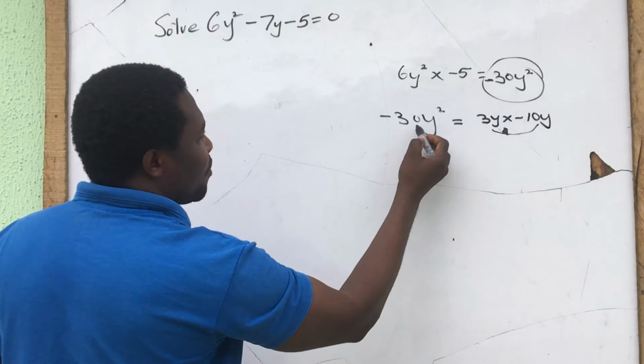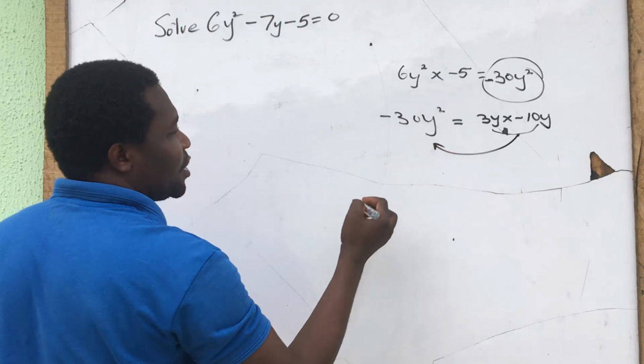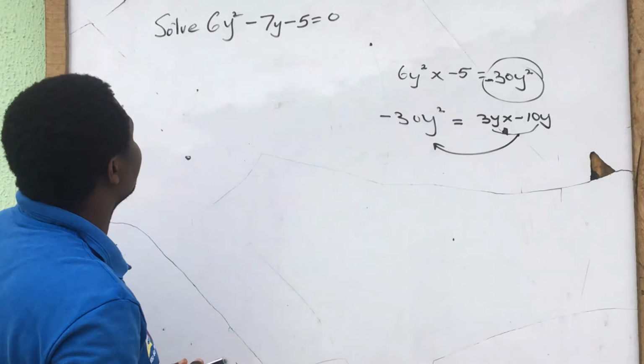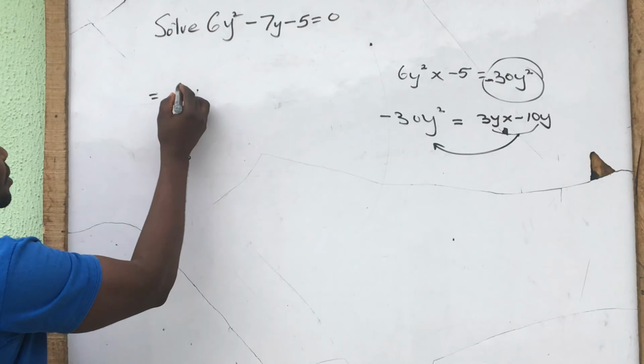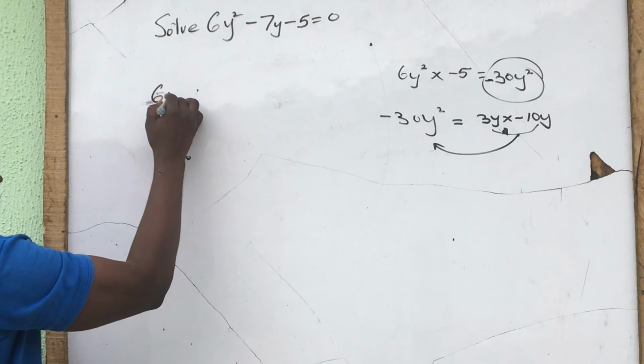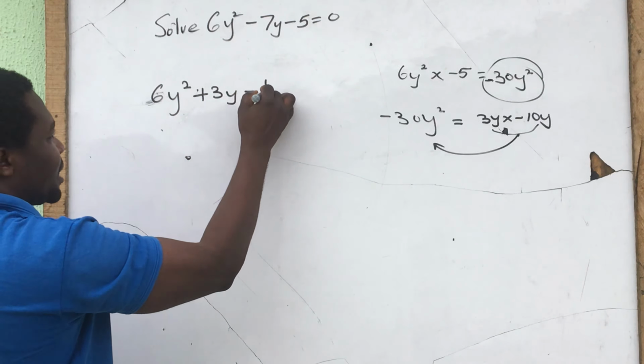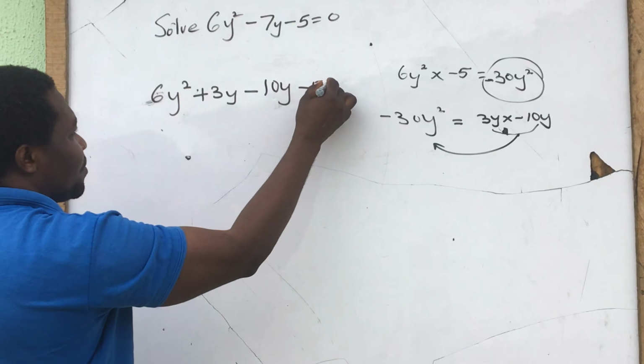So these two will give us this. So we are going to substitute here. That is 6y squared plus 3y minus 10y minus 5 equals 0.